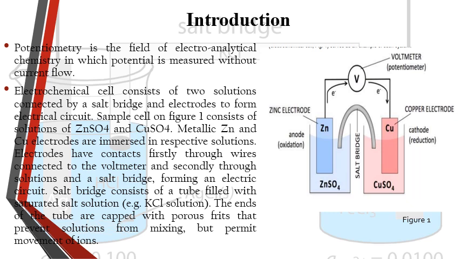Potentiometry is a branch of electroanalytical chemistry focused on measuring potential without any current flow. The core setup involves an electrochemical cell with two solutions connected with a salt bridge and electrodes. As you can see in the diagram in figure 1 on your screen, this setup allows us to measure potential created by the movement of ions between the electrodes.